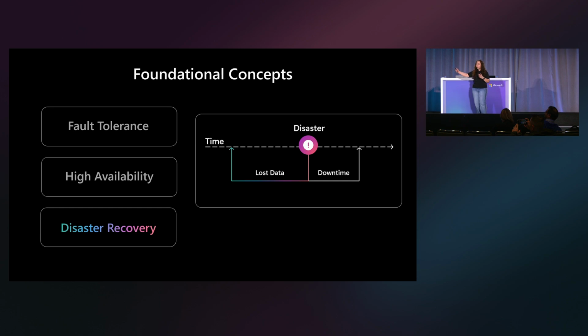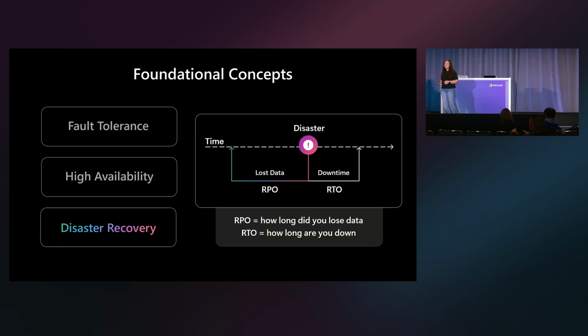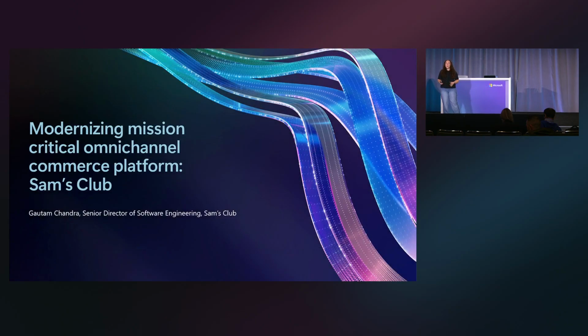The time after the disaster is a potential downtime, where it might take some time for your services to come back online. These are measured in terms of 2 key metrics. The first is RPO, Recovery Point Objective, which is the period of data loss, and after the disaster is RTO, Recovery Time Objective. Now, with all of these concepts in mind, I'd like to hand it off to Gautam, who will discuss Sam's Club's modernization journey.